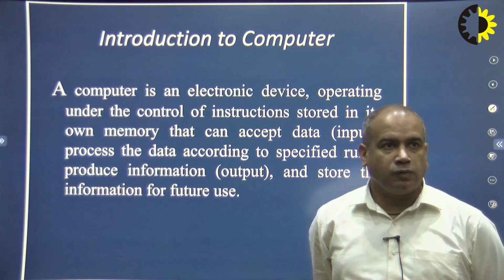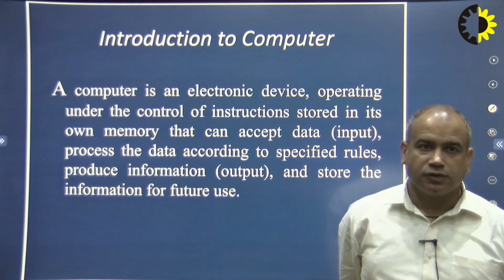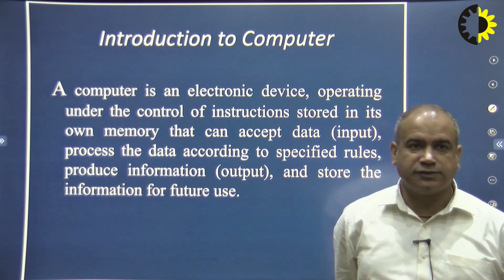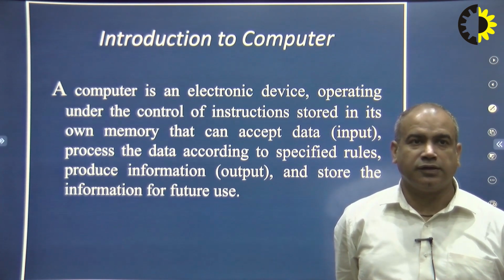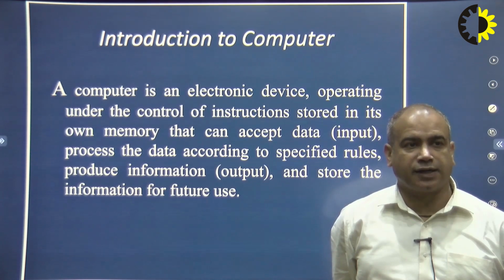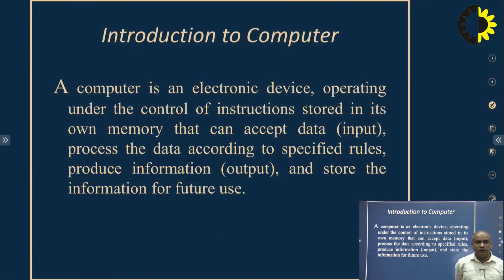So, what is a computer? As we know, a computer is an electronic device operating under the control of instructions stored in its own memory, and that can accept data as an input, process that data according to the specified rules, which are basically instructions, produce information which we know as output, and store the information for future use. So, that is the definition of a computer.